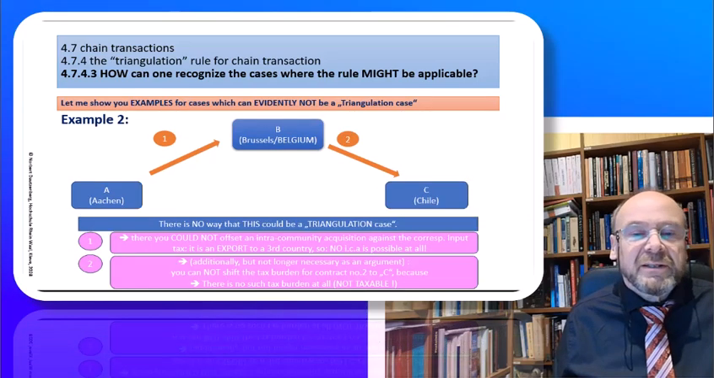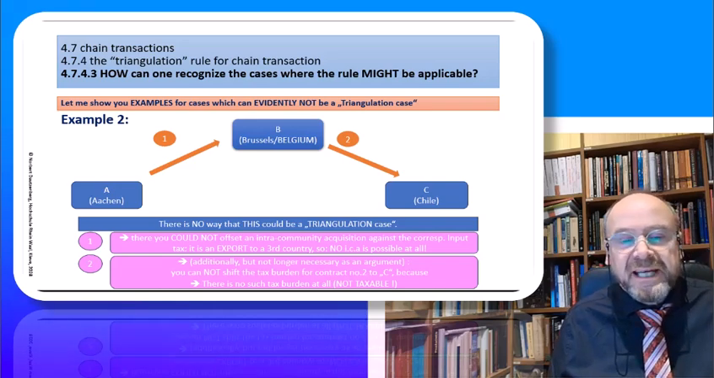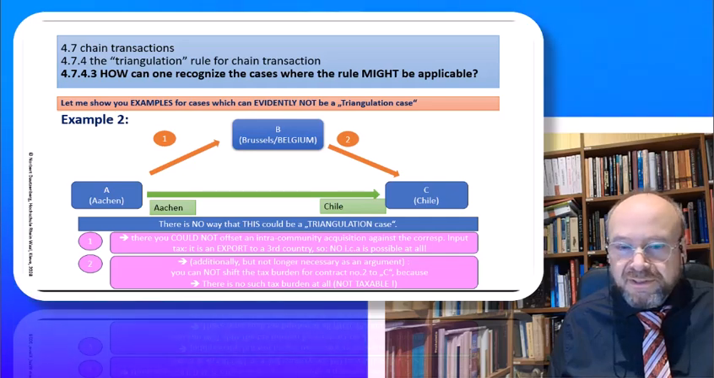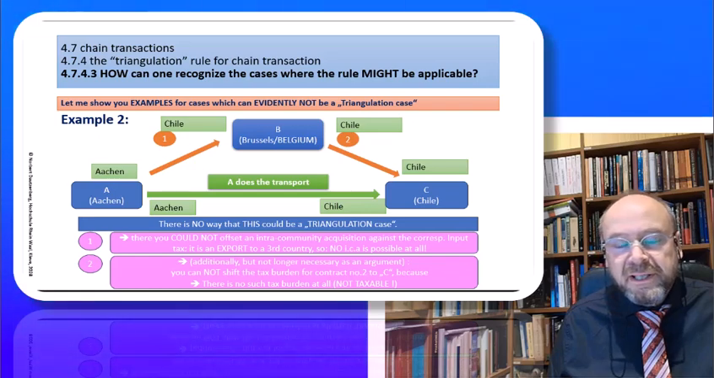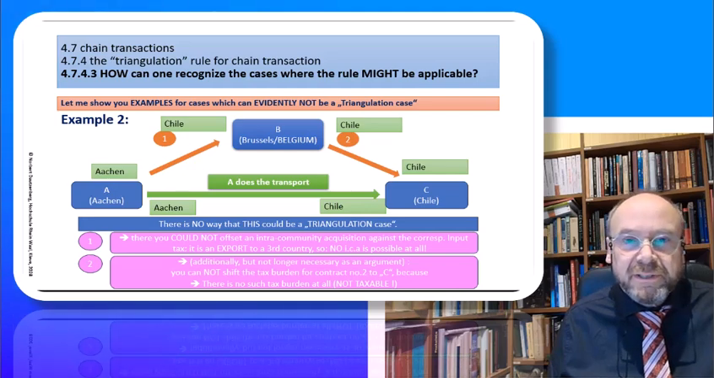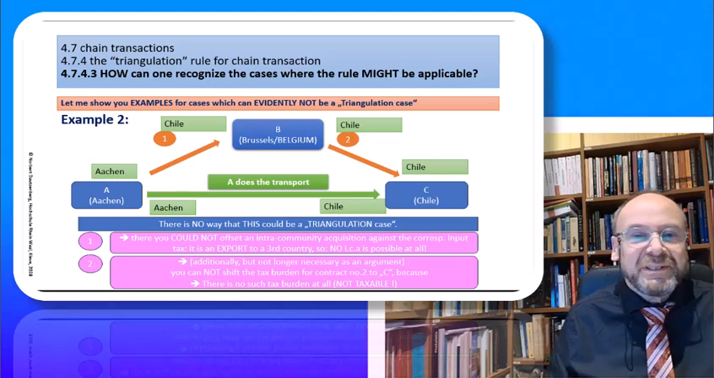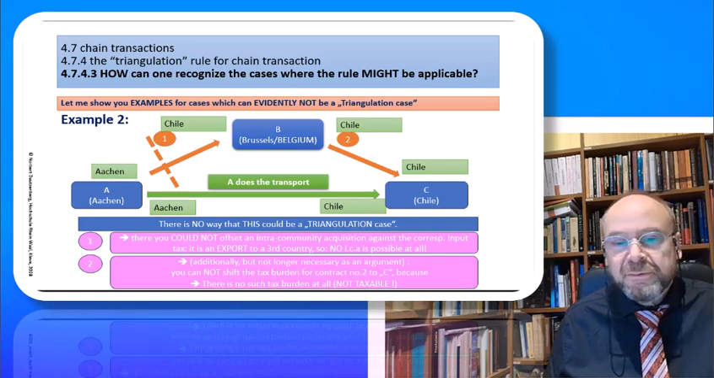Another example where you can evidently not interpret the situation as a triangulation case. That's again A, B, and C. C is in Chile, B is in Brussels, and here the good goes from Aachen to Chile and is then sold on within Chile. There's no way to apply the triangulation case rules, because you can't net off an intra-community acquisition for B in a foreign country, because Chile is a third country. There can be no intra-community acquisition. So the idea is already dead and gone before you even have a second look.